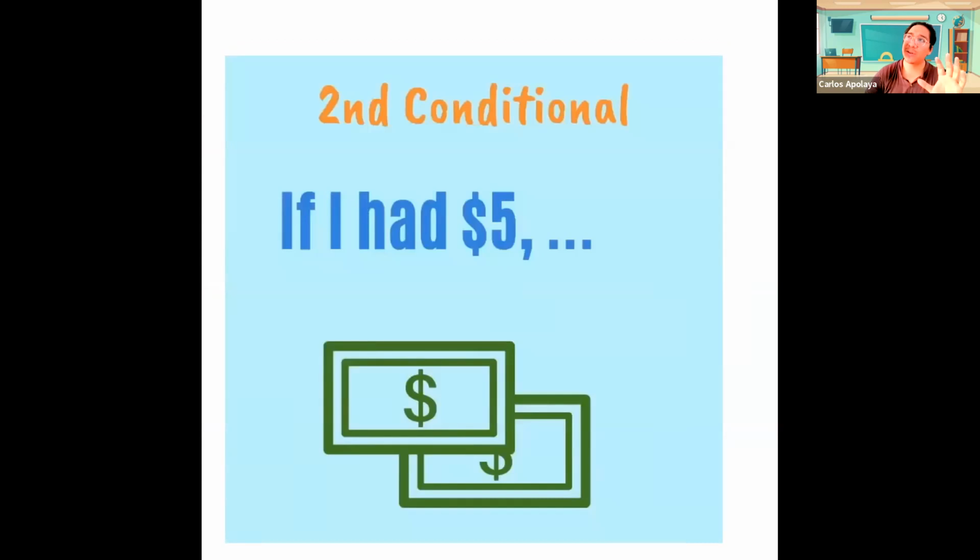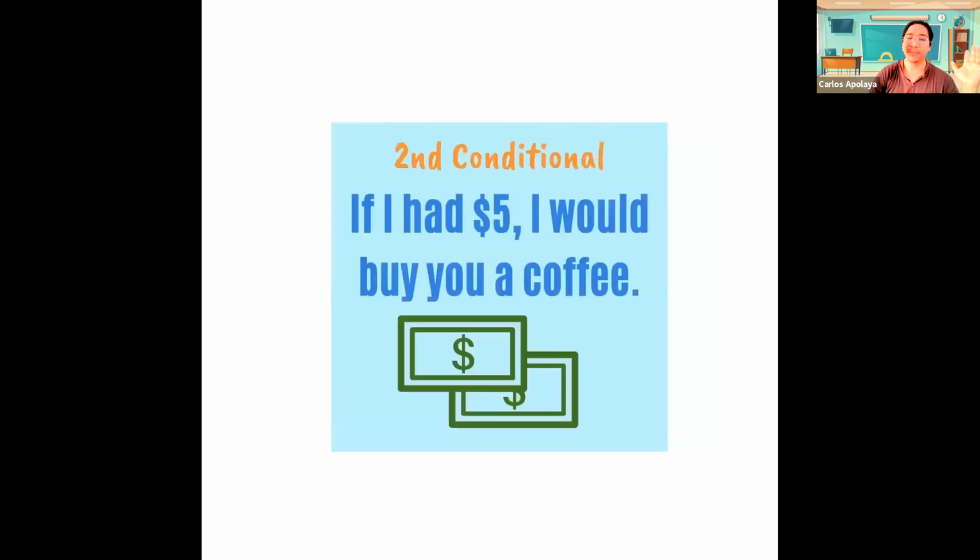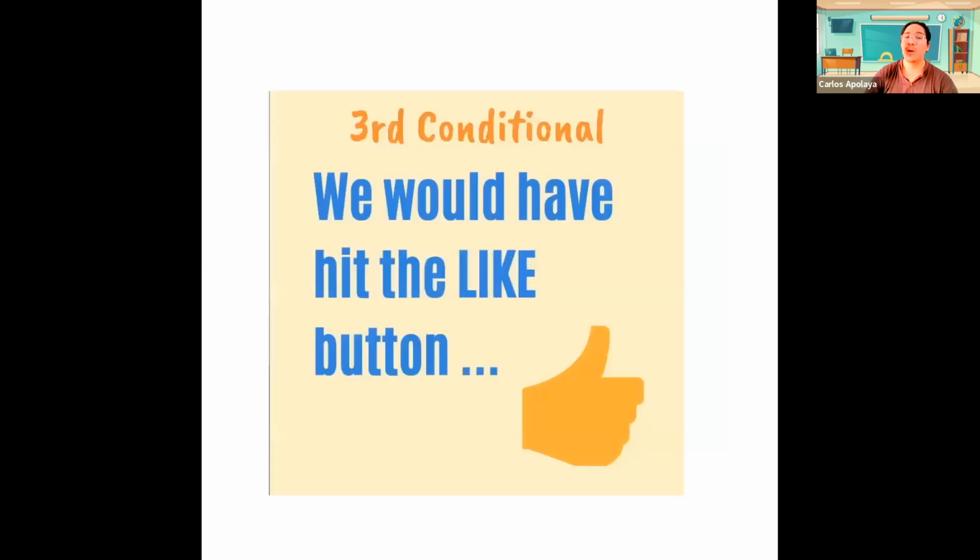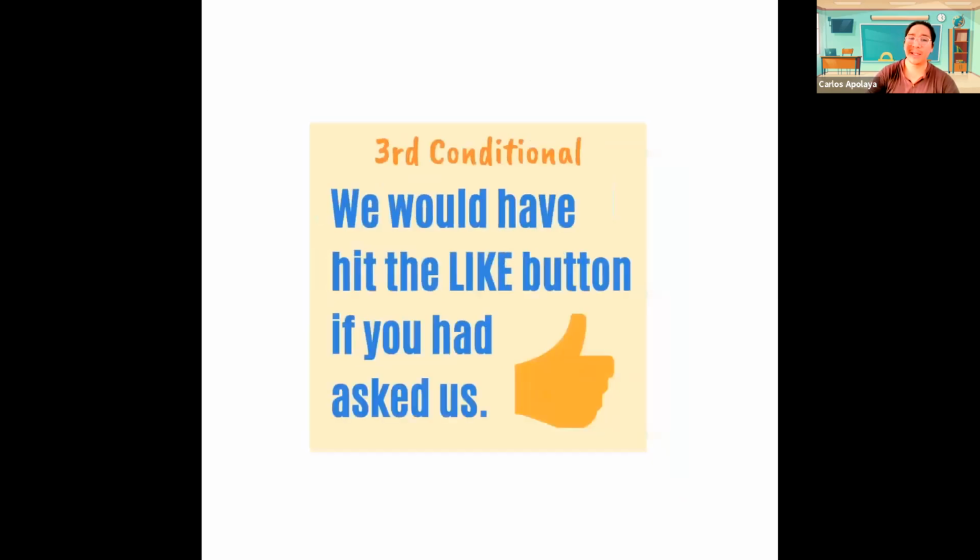Then we have the second conditional. In the second conditional, you have a real situation in the present, and then we change into the past. For example, I don't have $5, a real situation, and then a hypothetical one: if I had it, I would buy you a coffee. Remember, the third conditional is a real situation in the past, and then you can create a hypothetical.